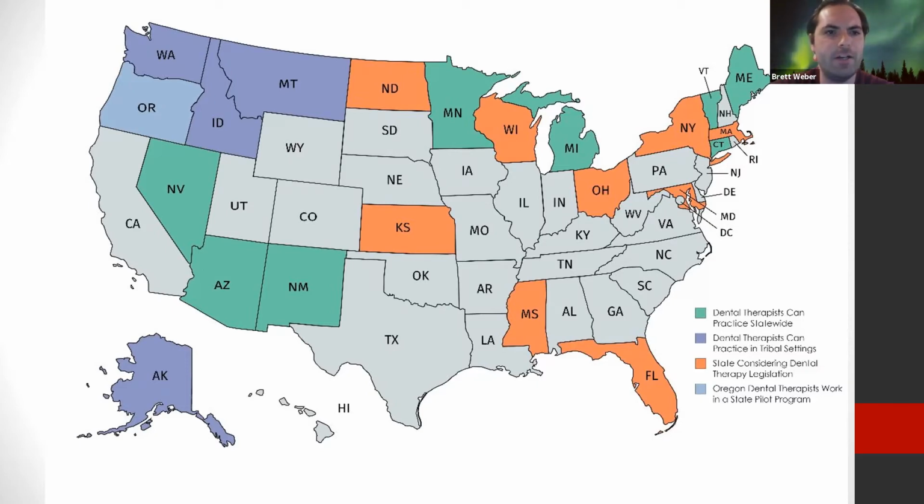Oregon has a pilot project where dental therapists can practice, and the orange states either are considering or recently considered dental therapy licensure bills in their state legislature. So you can see, the states of Connecticut and Idaho, politically speaking, don't have a lot in common. Connecticut's pretty well-off and suburban and fairly liberal. Idaho is very rural, very conservative. But they both agree that dental therapy, at least in some settings, is a solution to oral health challenges.